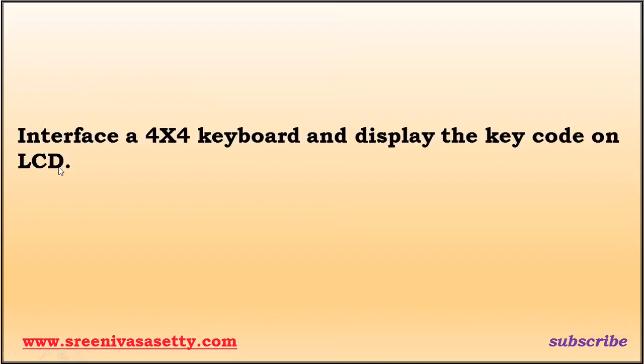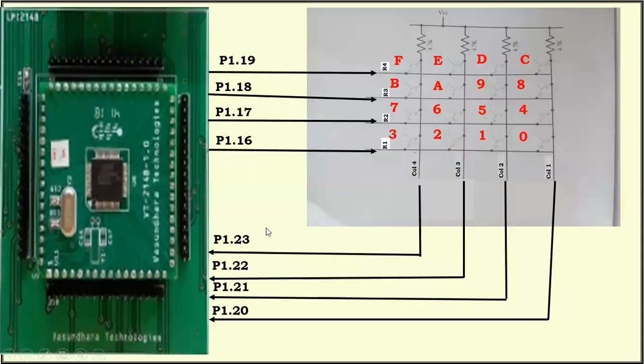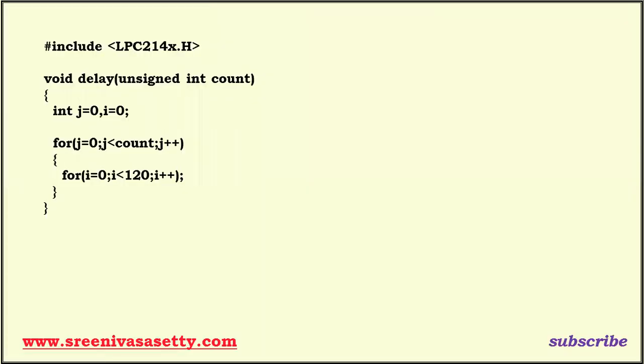This is our problem statement: interface a 4x4 keyboard and display the key code on LCD. This is our actual circuit diagram. So there will be a keyboard and there will be an LCD. Whatever key we press, we have to display it on the LCD. This circuit diagram was already explained in detail in the previous video. Just go through it for more explanation.